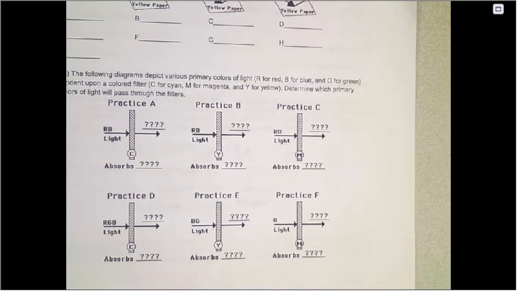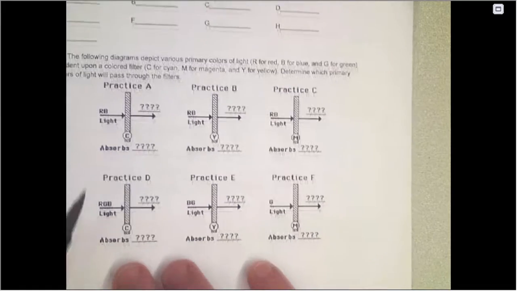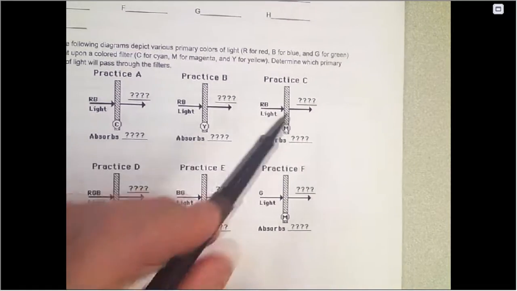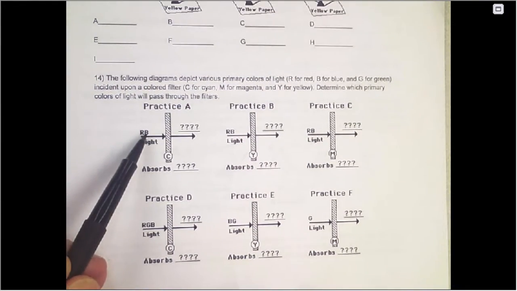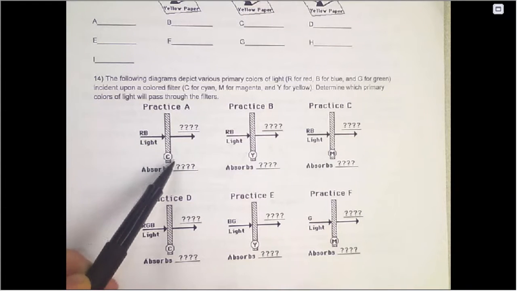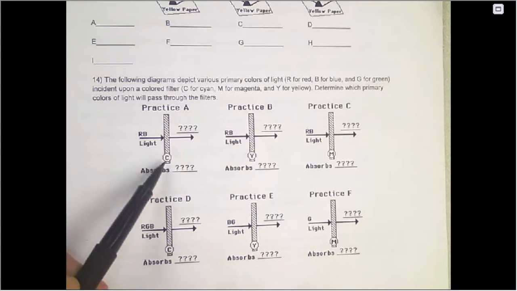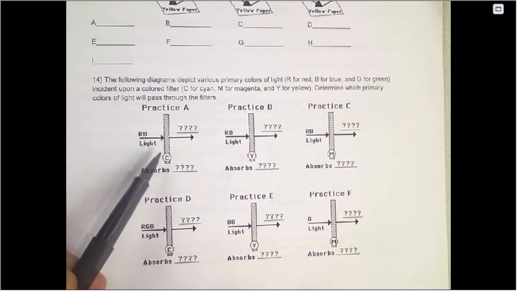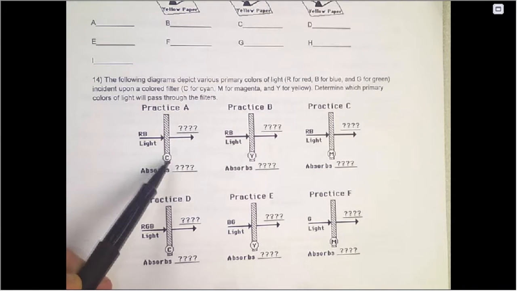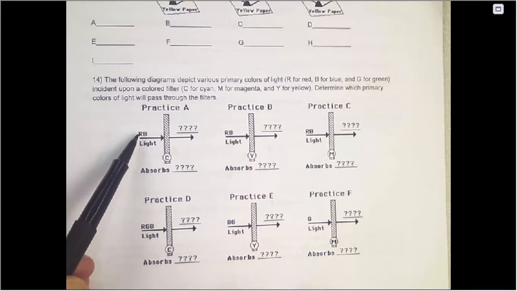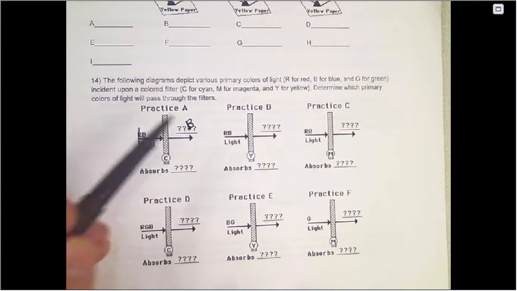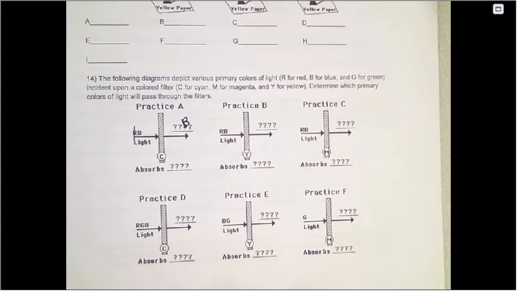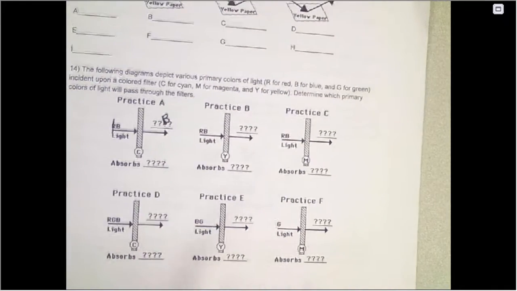And then the bottom part has to do with filters. And so we'll do practice A, B, and C. Practice A says that red and blue light is shown through a cyan filter. Cyan is made up of the primary colors blue and green. And a filter will allow blue and green to go through. It will not allow the red to go through, so the only thing that will come through is blue. So you will see blue light. The filter absorbs red.